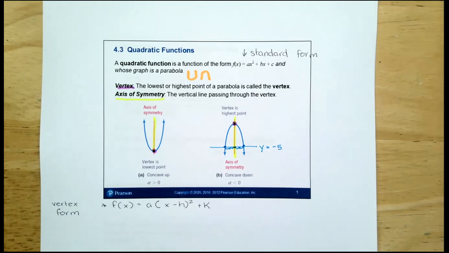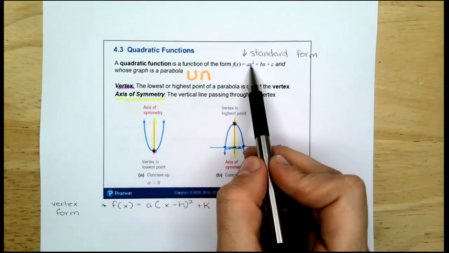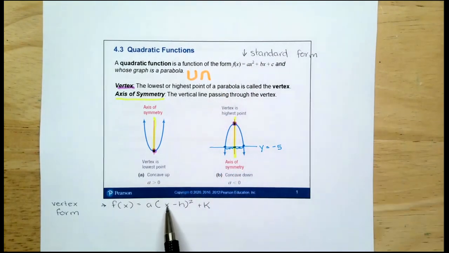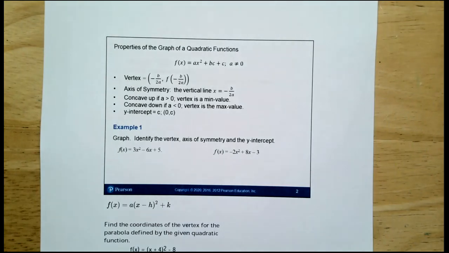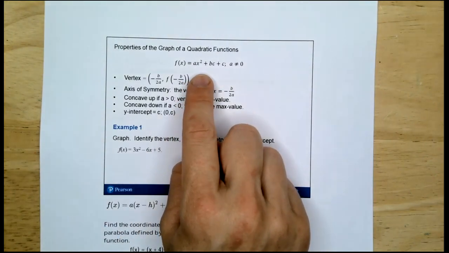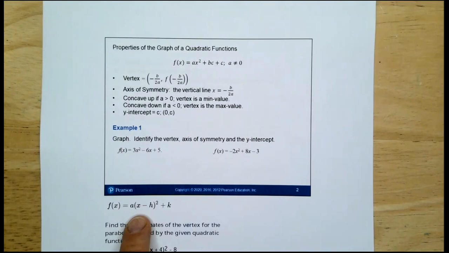I think that's it for introducing quadratic functions. For a function to be quadratic, remember that the variable will always be squared. So that x is squared, and here you'll see that that x is still squared, okay? What are the properties of the graph of a quadratic function? All right, so again, this is standard form. This is vertex form of a quadratic function, okay?